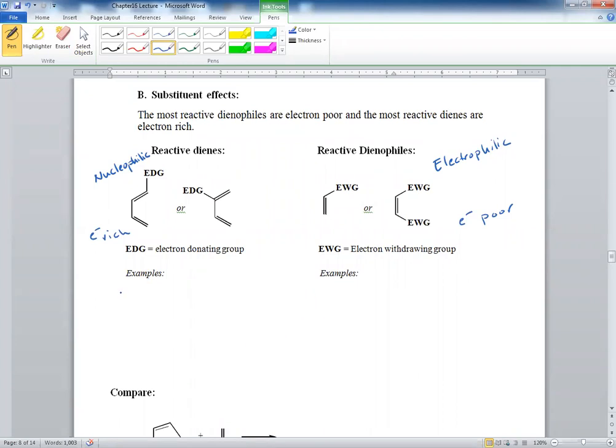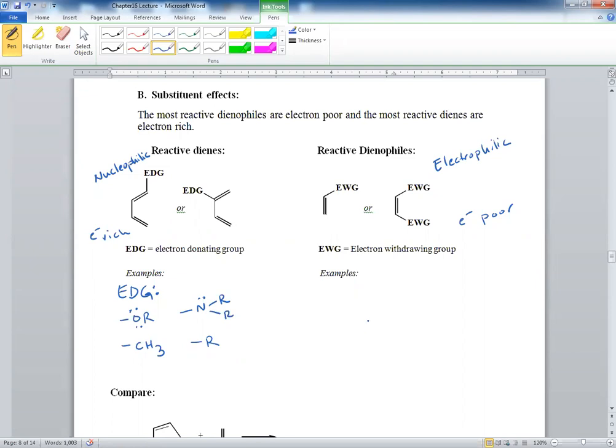So here's an example of an EDG. I did discuss these last semester, but we will discuss them even further in the next chapter, in chapter 17. But they are OR groups, ether groups, methyl groups, amine groups. They have lone pairs or an R group. All of these have electrons, and again, they are able to make the diene more electron rich.